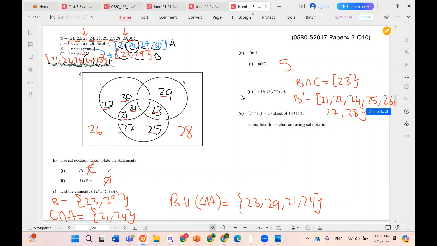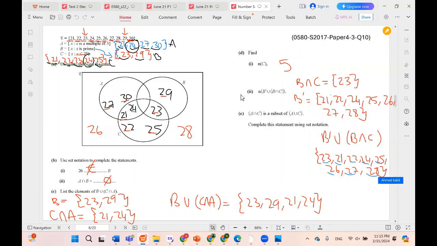So the union between B complement and B intersects C is basically everything in each one. So we just put in our set 23, and then we put everything in B complement, 21, 22, 24, 25, 26, 27, 28. And then we simply need to count the elements in the set. 1, 2, 3, 4, 5, 6, 7, and 8. So we have 8 elements in the set.